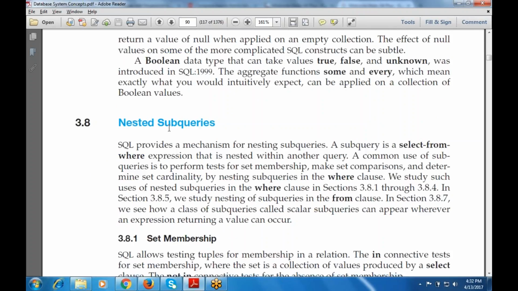The next topic is nested subqueries. A subquery is a select-from-where expression that is nested within another query. A common use of subqueries is to perform tests for set membership, make set comparisons, and determine set cardinality, by nesting the subqueries in the where clause.